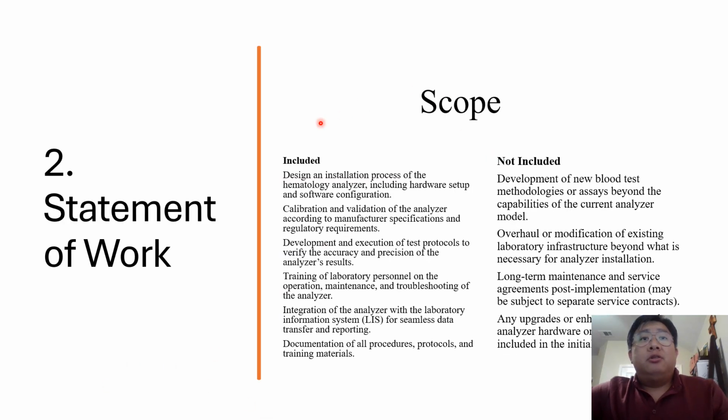The scope, what is included and not included, is listed here. This SOW covers the design and installation process of the hematology analyzer, including hardware setup and software configuration, calibration and validation of the analyzer, development and execution of test protocols, training laboratory personnel, implementing the LIS, and documenting all procedures, protocols, and training material. Not included: we are not going to develop a new blood test, and this SOW is intended for the installation of the analyzer itself only.